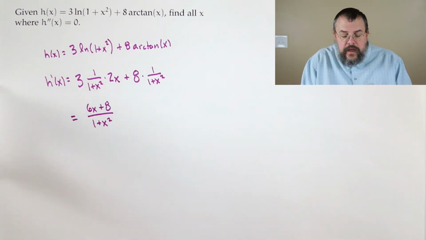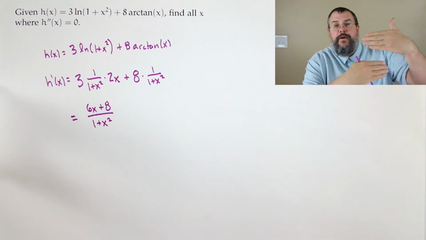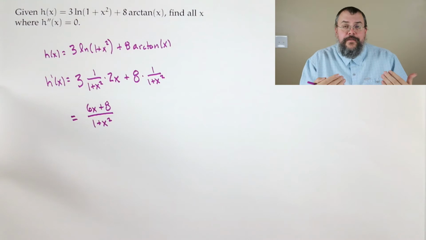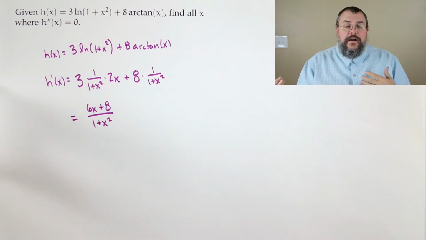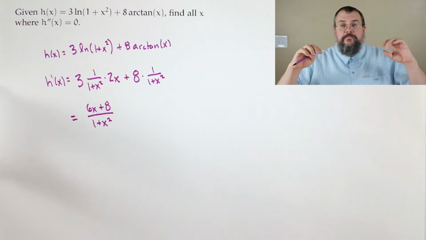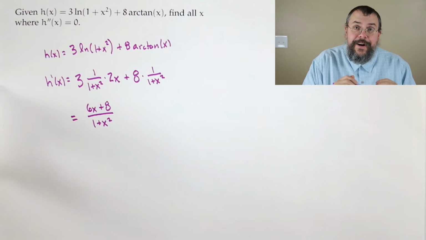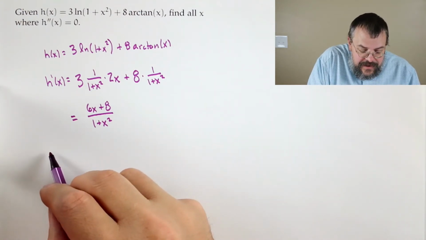And now, that looks like a nice quotient. And notice that it's really a really nice quotient in the sense it's polynomial over polynomial. See, our initial function had a natural log and an arctangent, but when you take the derivatives, those become more rational functions to work with. So now we're ready for our second derivative. So, second derivative.